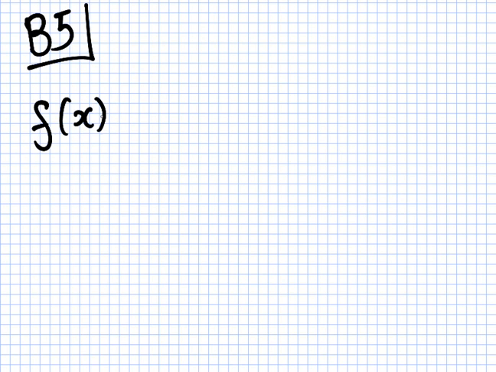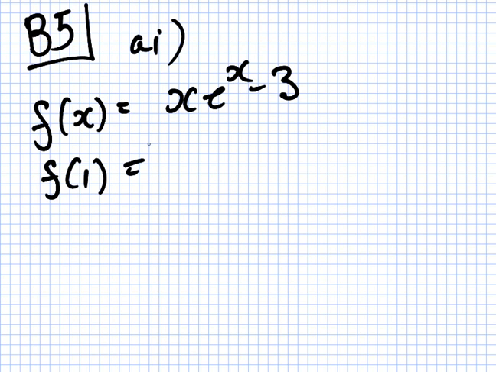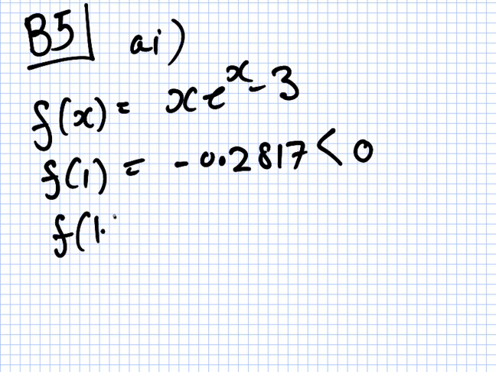B5, so. f(x) equals xe^x minus 3. Show that it has a root between 1 and 1.1. So f(1) equals 1 e^1 minus 3, which is minus 0.2817, less than 0. Can I just, without calculating, state that e minus 3 is less than 0? Yeah, because it's clearly less than 0. At 1.1 though, you can't really.